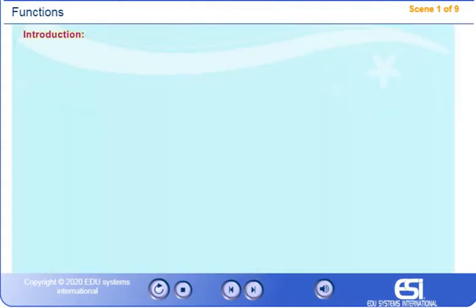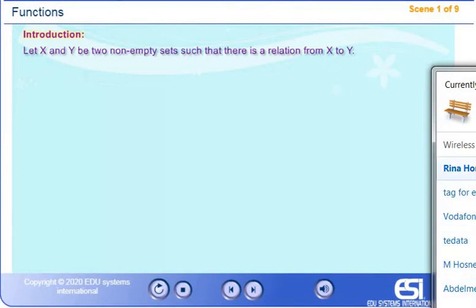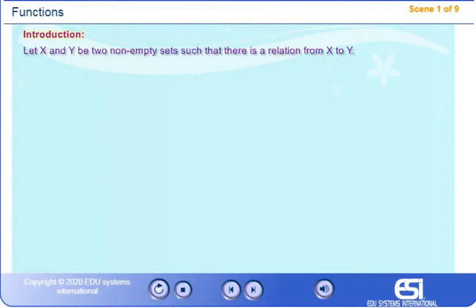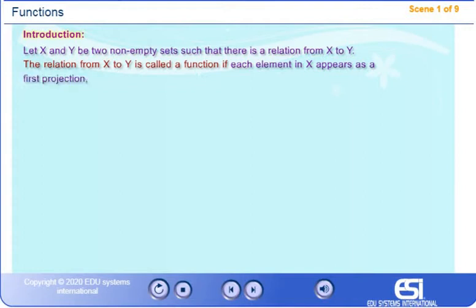Functions. Let X and Y be two non-empty sets, such that there is a relation from X to Y. The relation from X to Y is called a function if each element in X appears as a first projection only once in the ordered pairs of the relation.